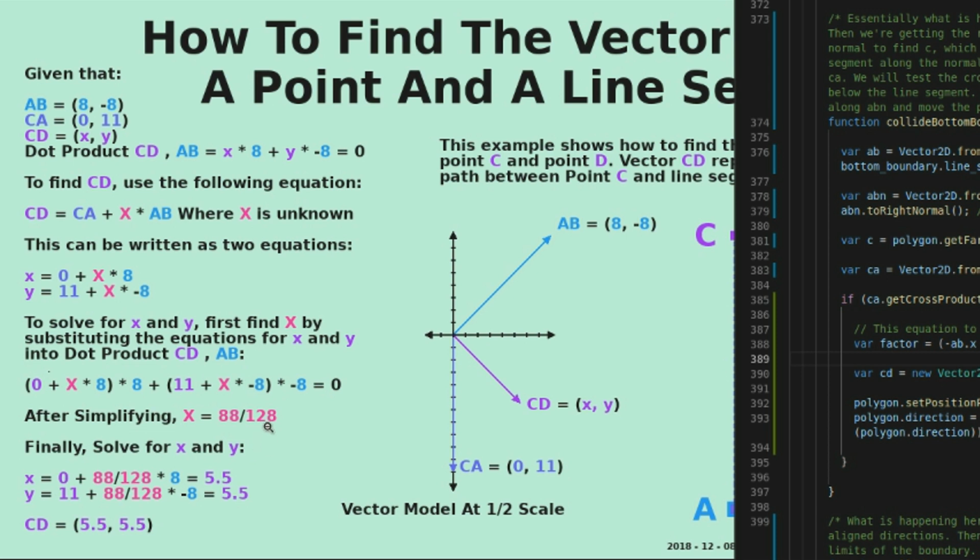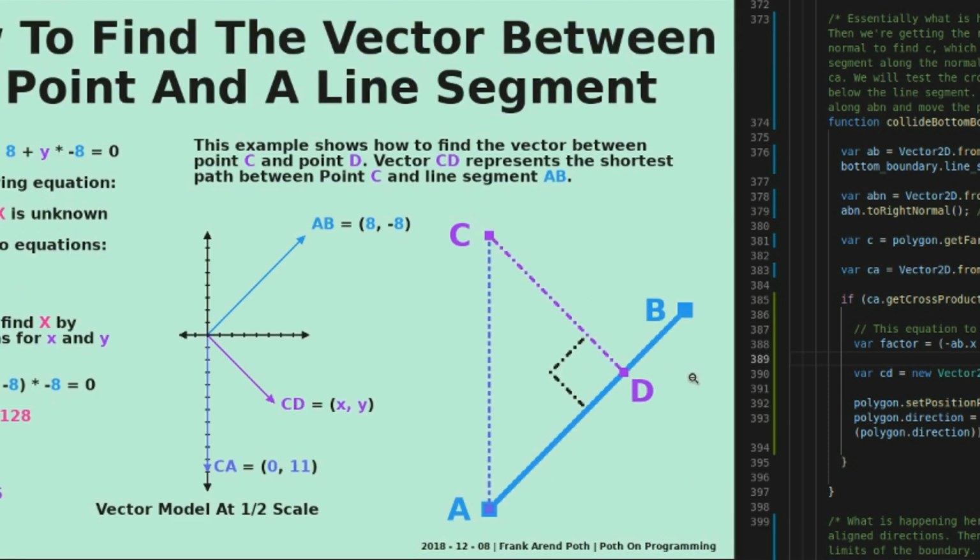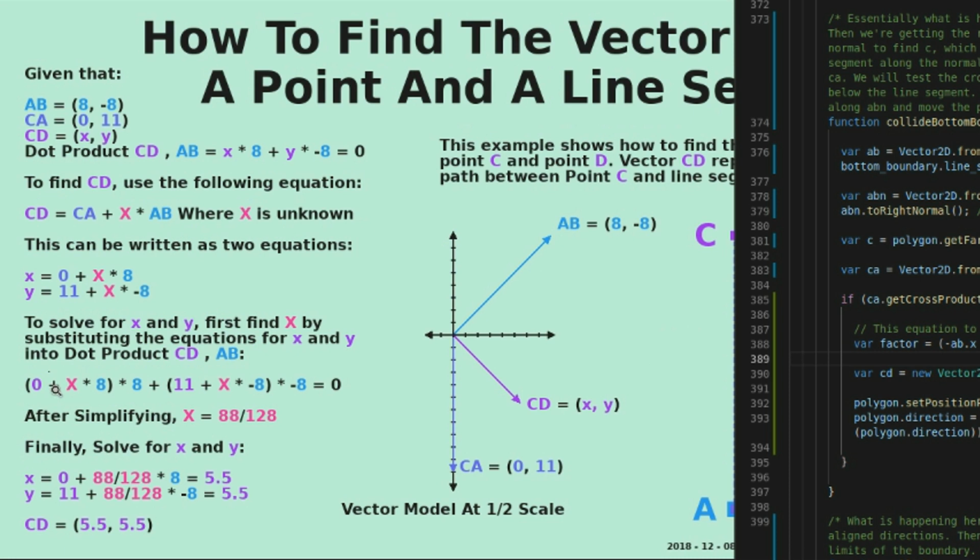And I encourage you to actually write this down and do this very thing so you can see the math actually working, and then try a couple of your own. Draw a couple of these out and actually try this on it to see it work. So finally, once we know the factor X equals 88 divided by 128, we're going to solve for X and Y. So X and Y, those equations are right here. We have 0 plus factor X, which we now know is 88 divided by 128. We multiply that by 8, and we get 5.5.